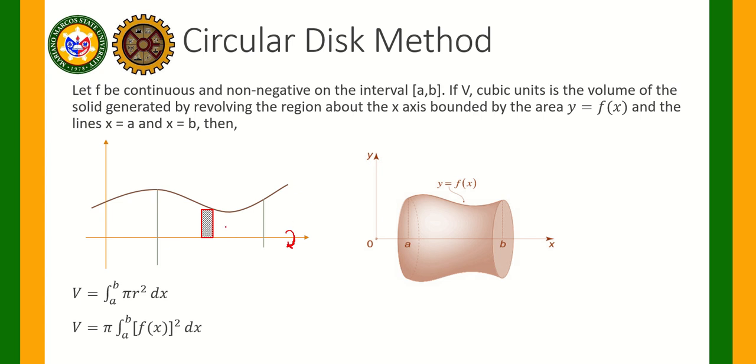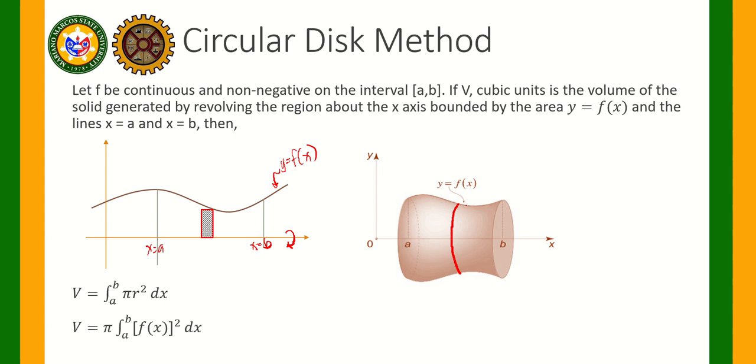So, dito natin i-rotate yung strip natin, bounded by the curve y is equal to f of x. So, this is our function. Ito si f of x natin. And the lines x is equal to a and x equal to b. Now, if you rotate the strip about the x-axis as stated above, you will have a solid figure generated like this one. Okay? Ito ngayon yung figure na na-generate mo.